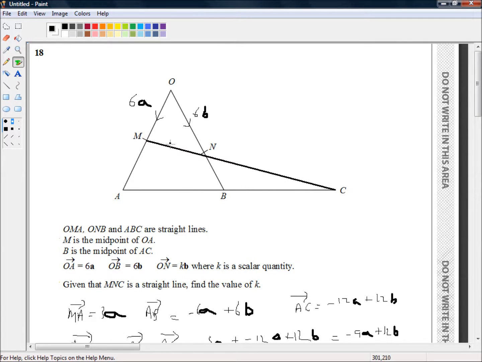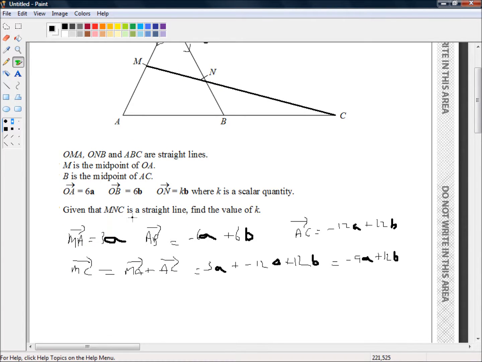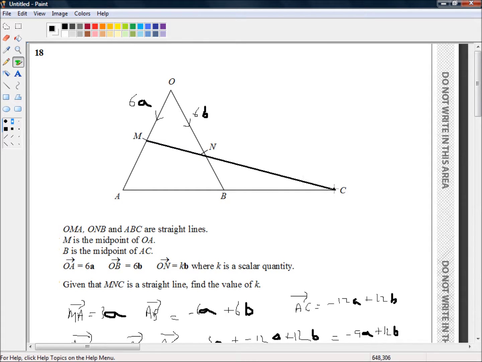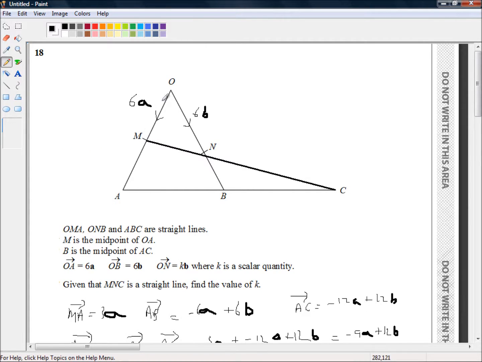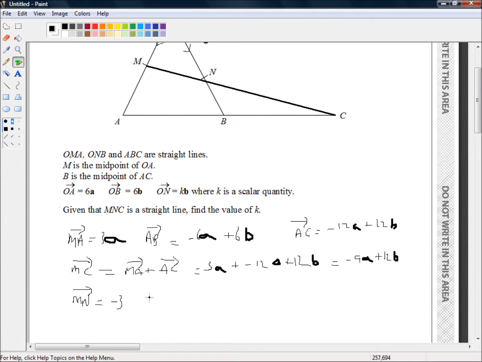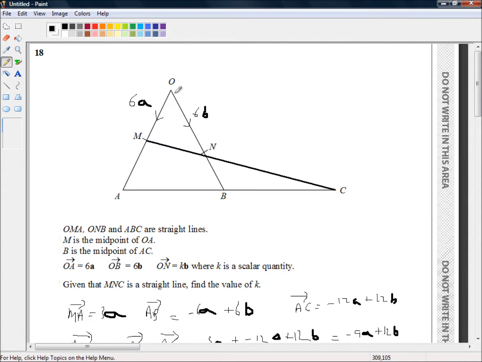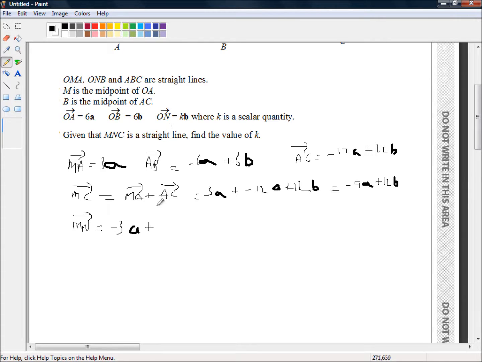Now, we're going to want to get MN, aren't we? So MN, we're just going to go up to O and down to N. And the reason we want MN is because we're told that MNC is a straight line. So that means that this line here is a scalar multiple of this line here. So to get from M to N, we're going to go MO plus ON. And MO is just minus half of 6A, so that's minus 3A. So MN is equal to minus 3A and then plus ON, which we're given as KB.